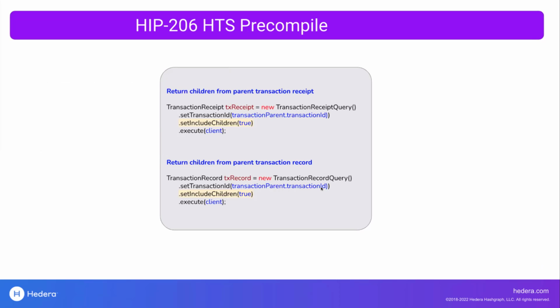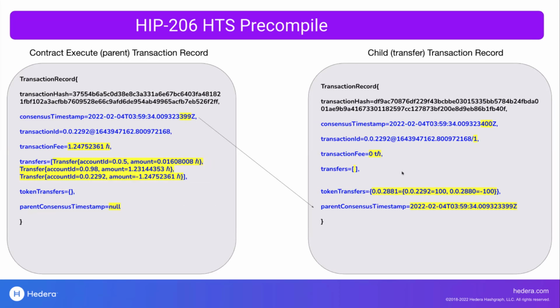And this is what I mentioned in the previous slide, where if you want to get the record or the receipt of that transfer transaction that you called from your contract, you have to use the parent transaction ID and then set the children value equal to true. This will return a list of all associated child transactions that the parent transaction kicked off. And here's an example of the similarities and differences between the contract execute parent transaction and the transfer transaction as a child transaction.